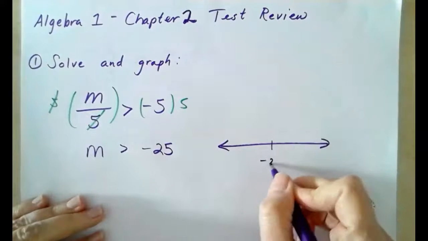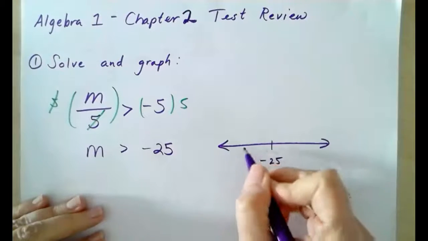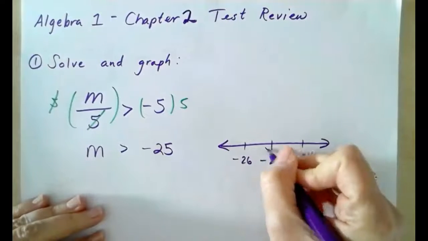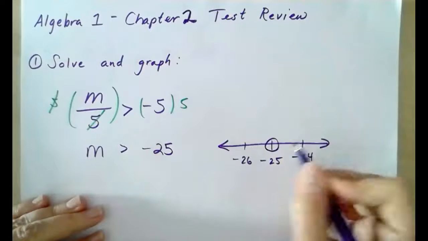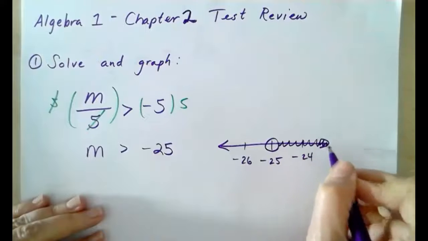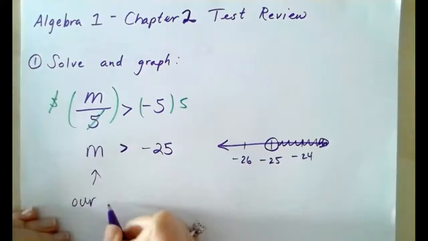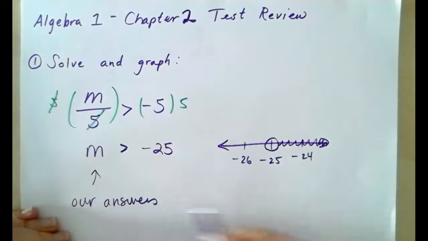Remember, make your number line fit the problem. So negative 25 in the middle, negative 26, negative 24. Open on negative 25 and shade to the right. Why? Because our answers are greater than negative 25.